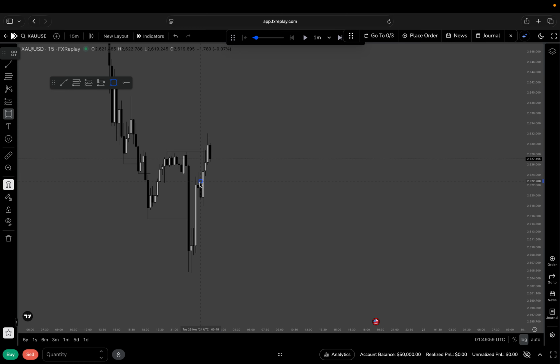So we have two order blocks that we can work from. This one and this one. See which one we get first. Oh, which one holds? Which one doesn't hold?